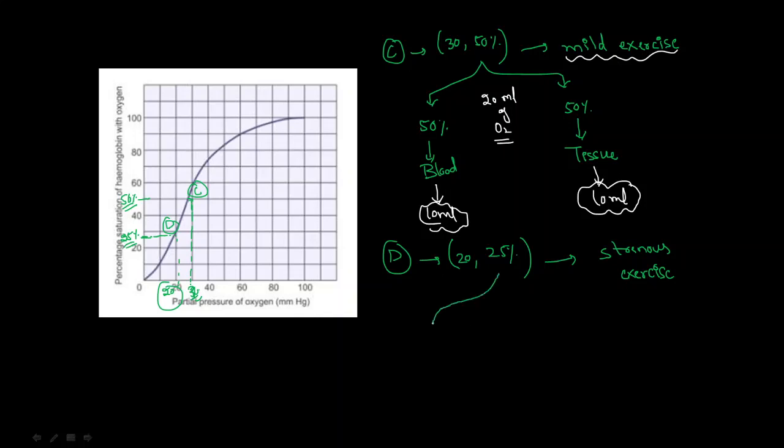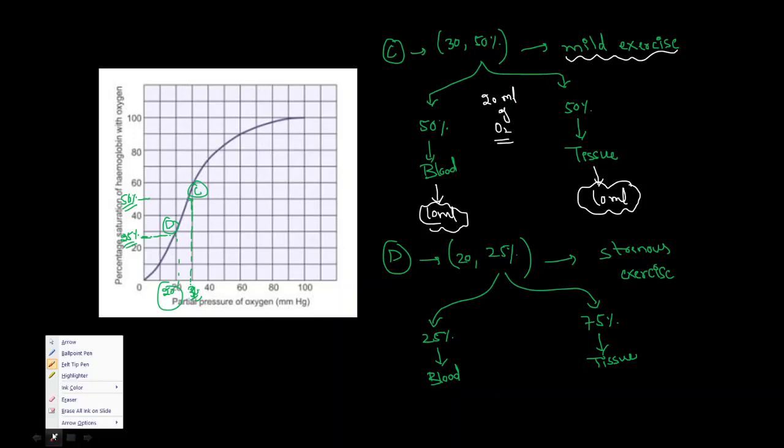So again, 25% of hemoglobin is saturated with oxygen. So this 25% will remain where? In blood, while the rest 75% of oxygen will be provided to your tissues. A lot of oxygen is being provided to the tissues because we are doing strenuous, heavy exercise, and our body requires that much oxygen, right?